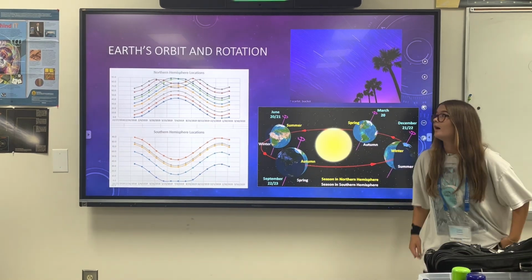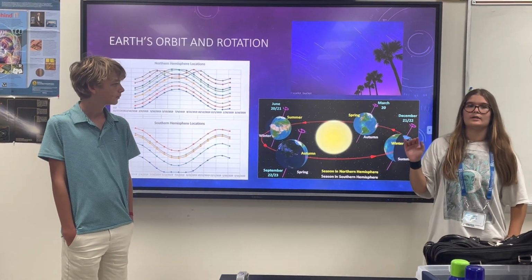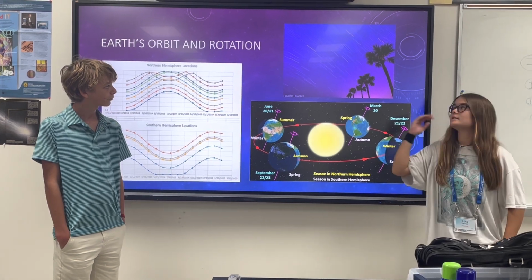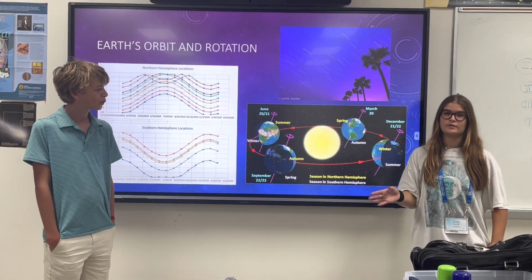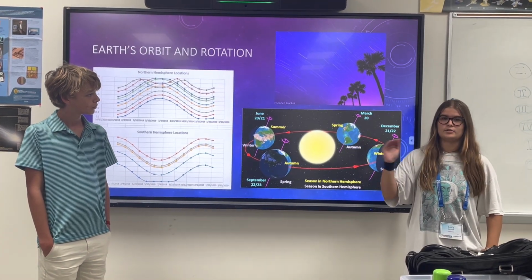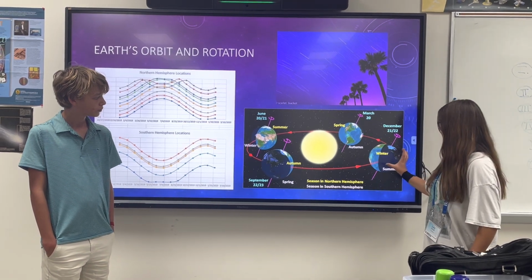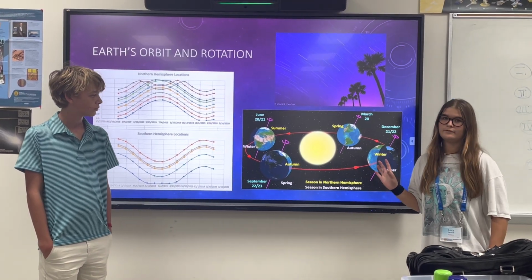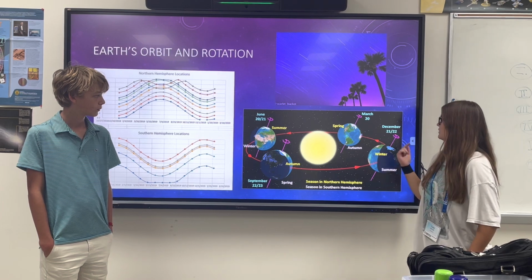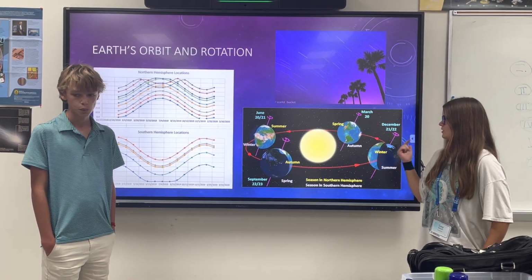Hi, I'm Lucy. And hi, I'm Sam. In this picture you can see that the stars look like they're moving. The reason is that this is our proof of how the Earth is moving, because if you take a time-lapse photo, you can see that the stars move. In this photo, you can see that the Earth is tilted on an axis. It is at a 23.5 degree axis. It rotates around the sun in not a circle, but an ellipse, which is almost oval-like.